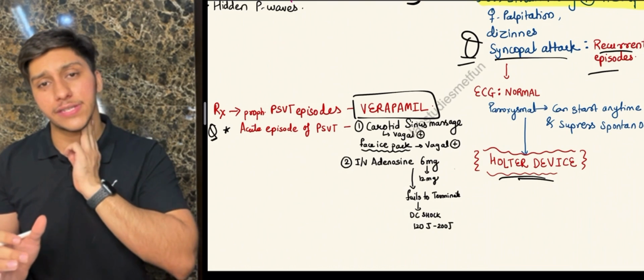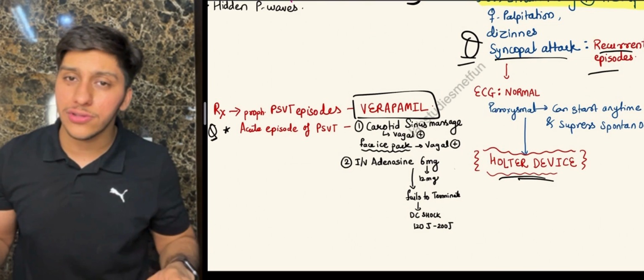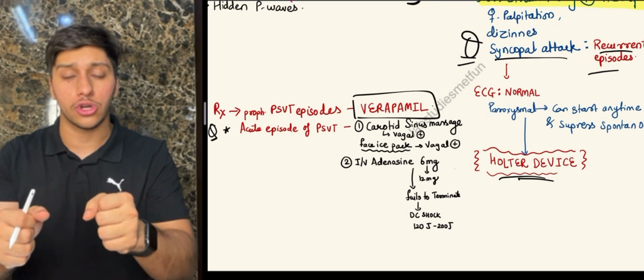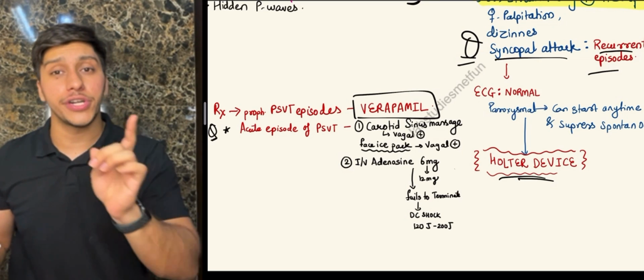First thing, carotid massage. Second thing is going to be IV adenosine. Third thing is going to be your DC shock. The values are going to be 120 to 200 joules.